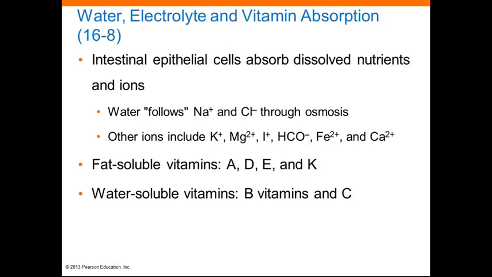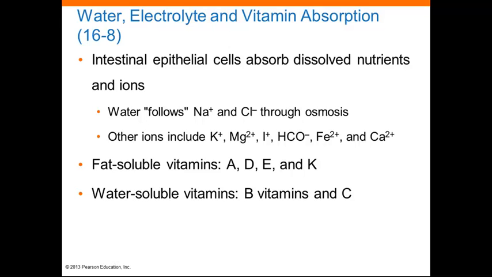Intestinal epithelial cells absorb dissolved nutrients and ions. Sodium and chlorine are key in promoting water absorption, and wherever salt is, water will follow through osmosis. Other ions include potassium, magnesium, iodine, carbonic acid, iron, calcium. Calcium absorption, remember, is under control of the parathyroid hormone and calcitriol.